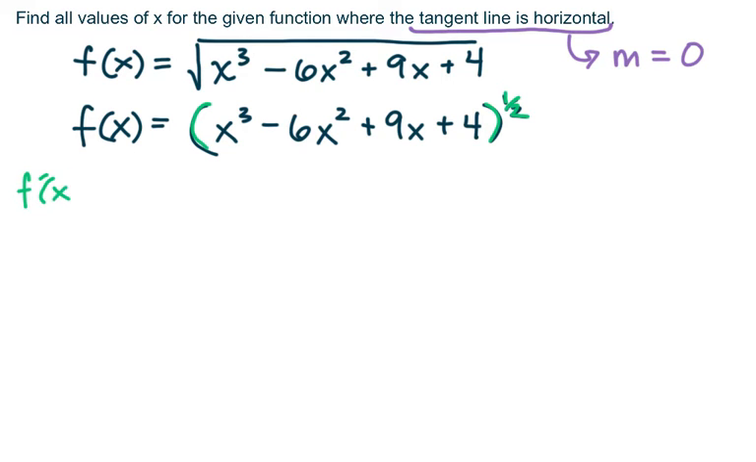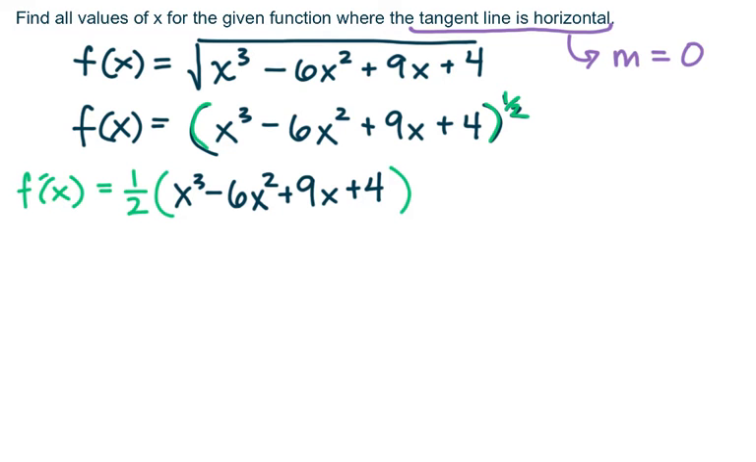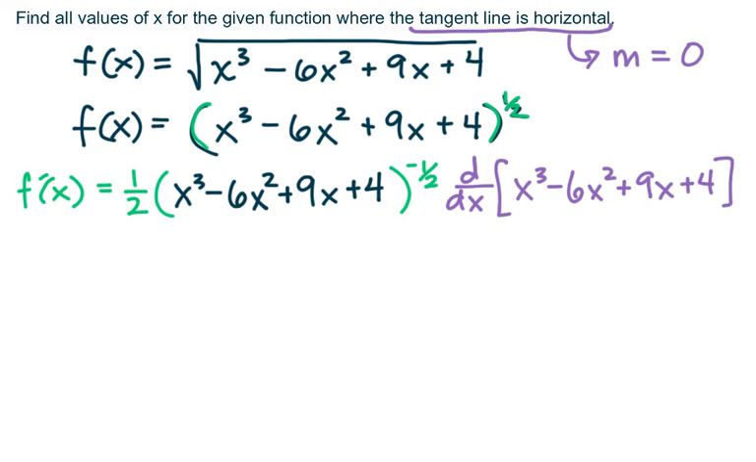So if I were to write this out using my power rule for this first half, I would say 1/2, and then this entire expression is still in there. So 1/2 x cubed minus 6x squared plus 9x plus 4. Subtracting 1, that gives me negative 1/2. But then, of course, we need to multiply by the derivative of the inside, which is x cubed minus 6x squared plus 9x plus 4. So we need to find this inside derivative, and then we will be done calculating the derivative.